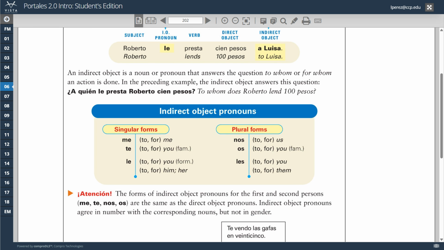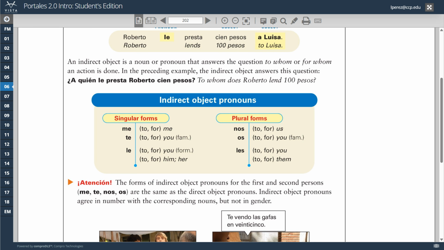So now with that being said, these are the options. Me, te, le, nos, os, les. So the me is like a to or for me. Te is a to or for you. Le can mean to or for you if you're using the person as usted. If you're referring to someone in a formal way as usted, then you can use le.